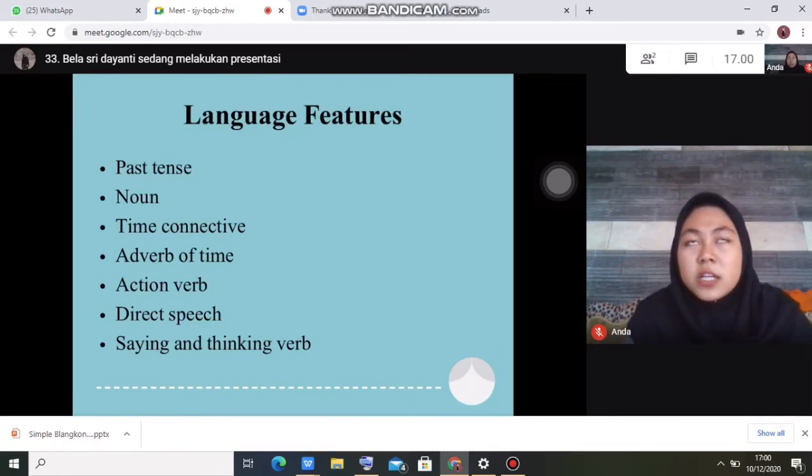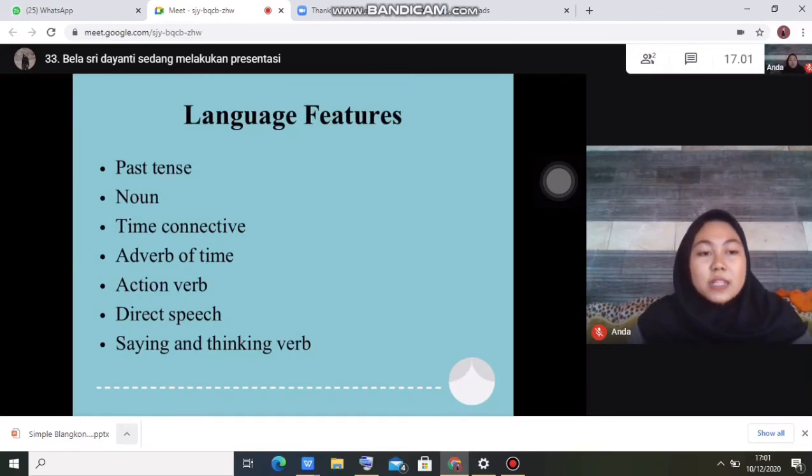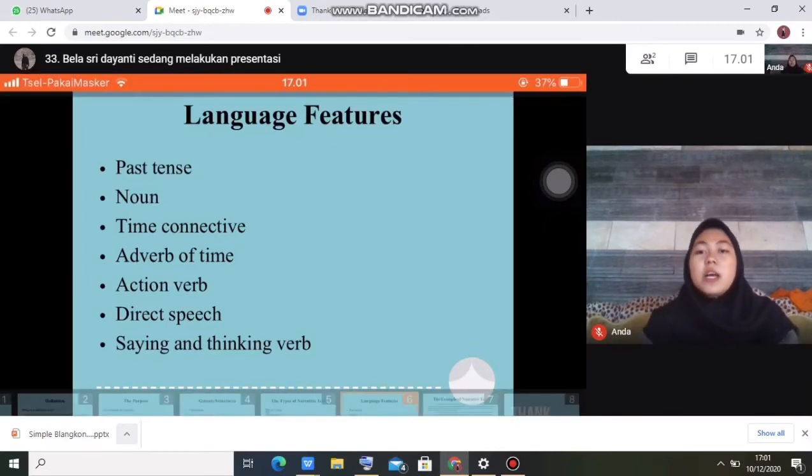Direct speech, like a narrator. The last is saying and thinking verb. Saying and thinking verb is a verb that shows reporting or utterance. For example, said, told, thought, and etc. The next slide.